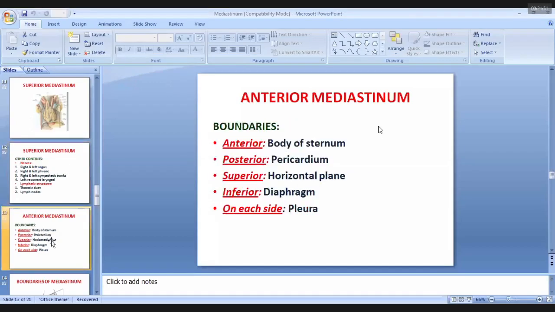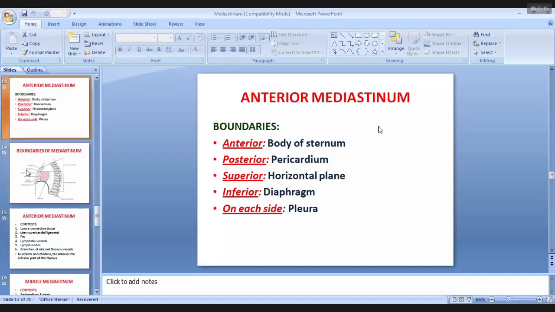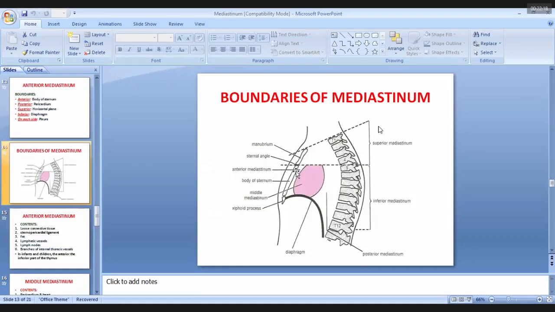Then the inferior mediastinum. The first subdivision of the inferior mediastinum is the anterior mediastinum. The anterior mediastinum is bounded anteriorly by the body of the sternum, posteriorly by the pericardium, superiorly by the horizontal transverse thoracic plane, inferiorly by the diaphragm, and on each side again the pleural cavities. So the boundaries of the anterior mediastinum: anteriorly the body of the sternum, posteriorly the pericardium, inferiorly the diaphragm, superiorly the transverse thoracic plane, and on each side the pleural cavities.